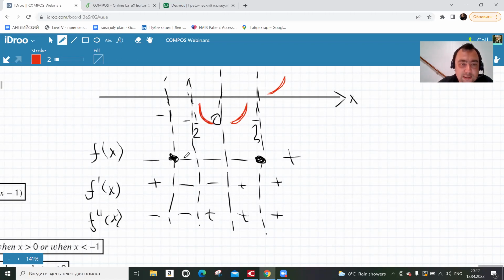Here, the function is negative. It's going to be decreasing, but it is concave. So the function looks like this. It's decreasing, it's negative and concave. And finally, on this interval, the function is negative. It is increasing, but it is concave. So it looks like this. And already we can see what the function looks like.